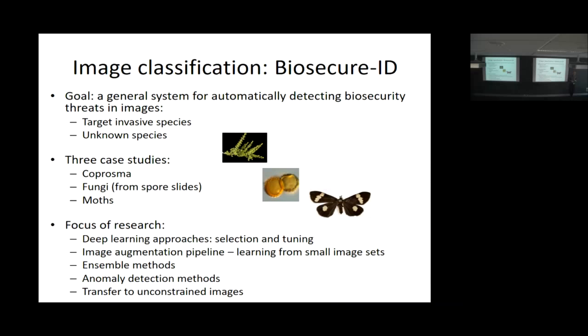So the focus of this research, at the moment, is really just exploring the space, looking at the different deep learning networks, how they work on this, how do we go about selecting the network, how do we go about tuning it, what is that image augmentation pipeline that we need? In other words, we've got a very small data set here. What are the ways in which we can reasonably perturb those images to make it look like a big data set that doesn't destroy information about the domain?